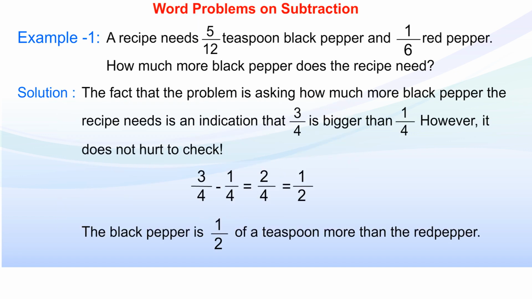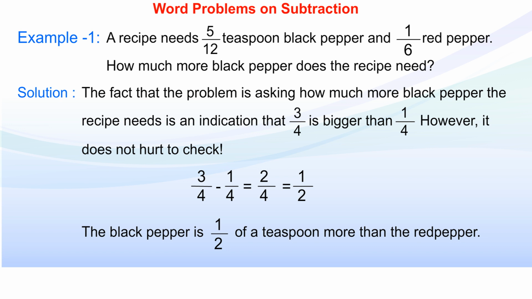Word problems on subtraction. Example 1. A recipe needs 5 by 12 teaspoon black pepper and 1 by 6 red pepper. How much more black pepper does the recipe need?